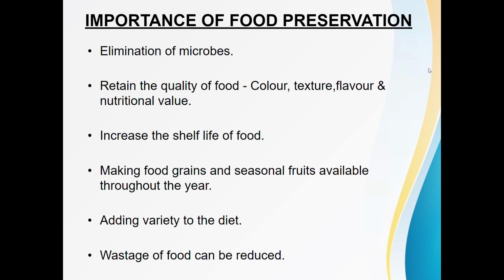We can store raw mangoes by refrigerating them for a few days, but you would have seen your grandma storing raw mangoes by the pickling method for many months. In case of fish, you can store fish for a few days by freezing, but by the salt drying method, it can be stored for many months. So different foods have different shelf life and different methods of food preservation.